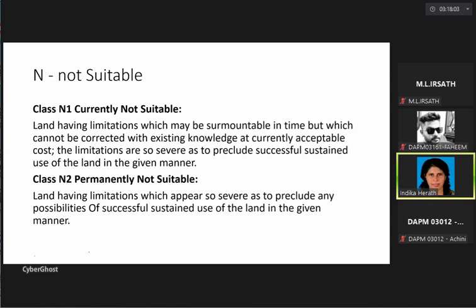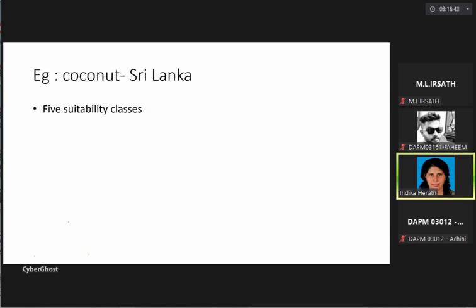But when it comes to the N2 classification, permanently not suitable, it means, for example, a rock. Even though the land has certain cultivable parameters, if a larger area has rocks, that is, if the rock is exposed on the surface, then it is permanently not suitable, right? In that situation you can't even bring soil and do the cultivation, so it is not practical. So it comes under the N2 category.